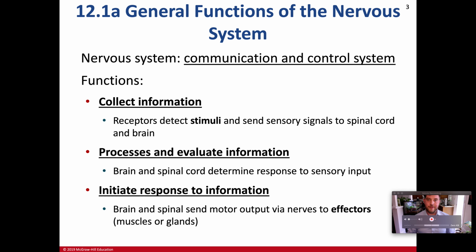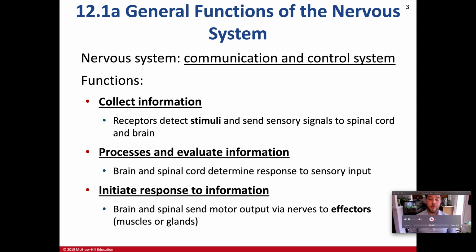So the basic functions of the nervous system are to collect information. There are receptors that detect stimuli and send sensory signals to the spinal cord and brain. So this would be, oh, that's hot, that's bright, that's cold, any of those kind of sensory things.